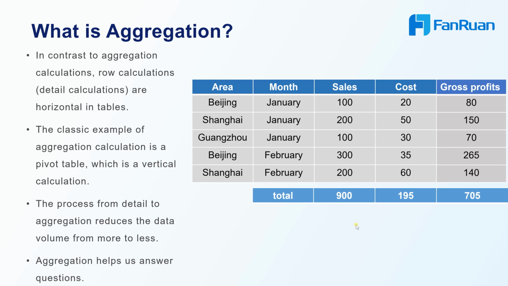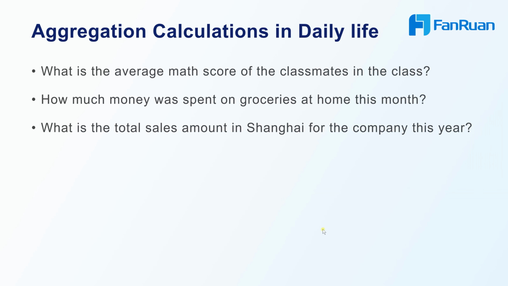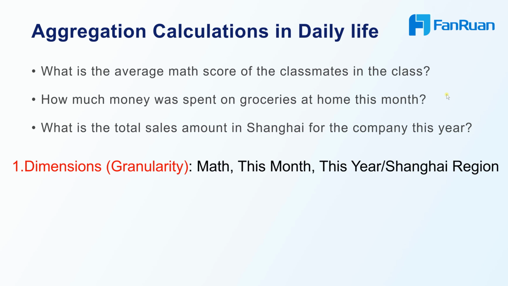For instance, looking at a detail order sheet with hundreds of thousands of rows, I may not be able to answer how the overall sales performance is. But if I aggregate the data by months, I can see the sales trend for each month, which helps answer questions about sales performance. In everyday life, there are many aggregation calculations as well. For example, what is the average math score of my classmates? How much money did my family spend on groceries this month? What is the total sales of the company in the Shanghai region this year? We can see that answering these questions requires performing aggregation calculations.